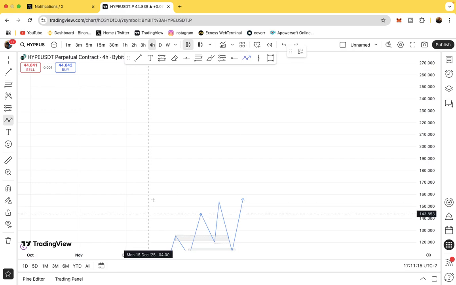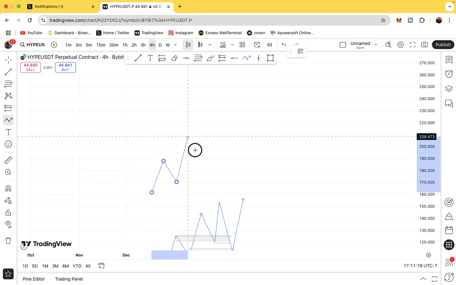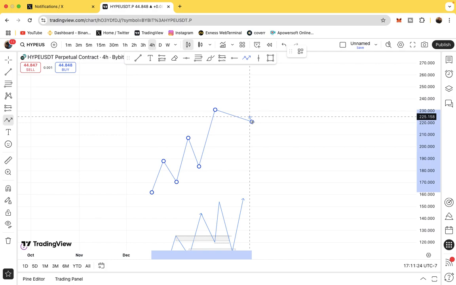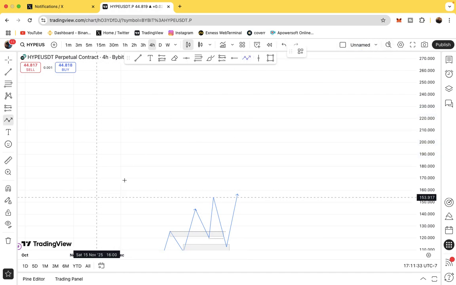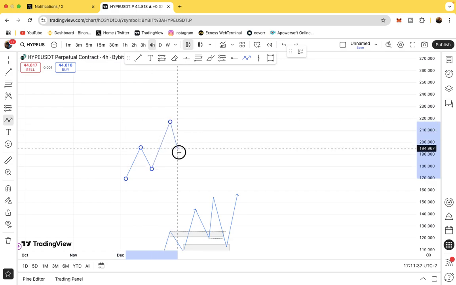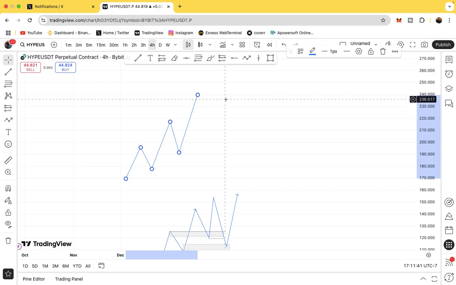Now let's say we now have the same case scenario: higher highs, higher lows, higher highs, higher lows, higher highs, and this is the recent one. Now you want to understand. Let me give this a clearer approach. So highs, lows, highs, lows, and high. What's the recent point which we have in the market?